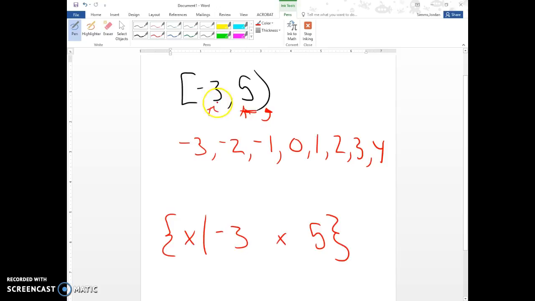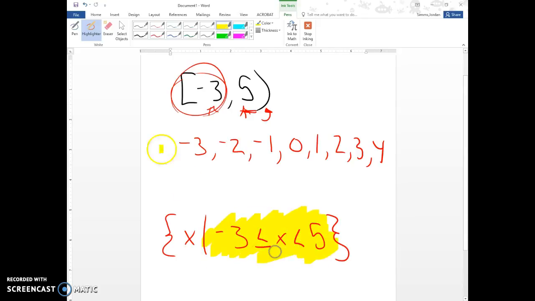And now what I'm trying to say here, because we're including -3, I'm going to use less than or equal to. And here I have a soft bracket. I'm not including 5, so I can just use my good old less than. And that's essentially the answer. That's what you got to blast in right there into the box in MyMathLab.